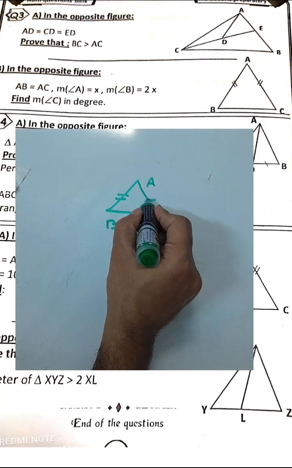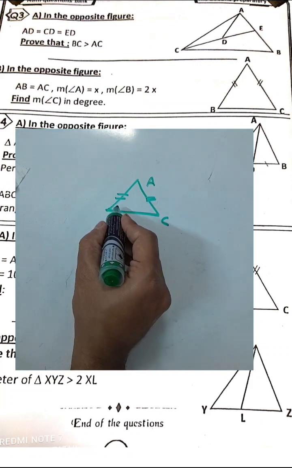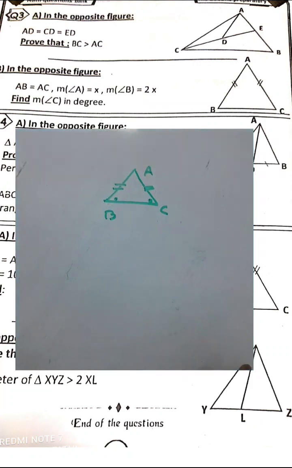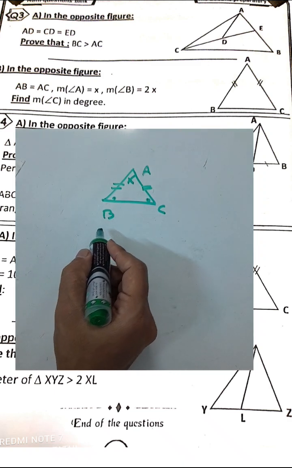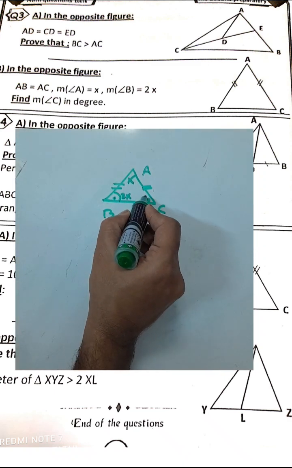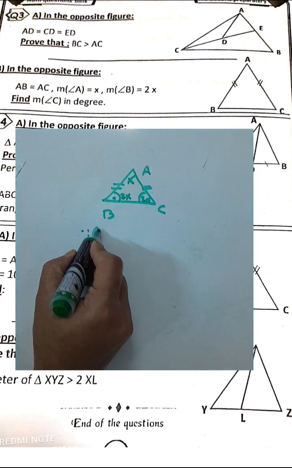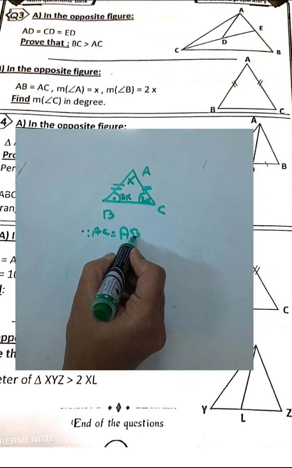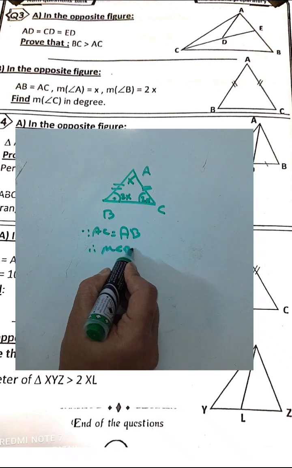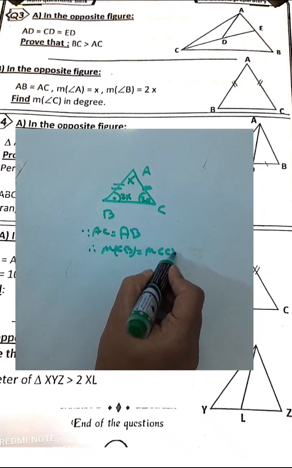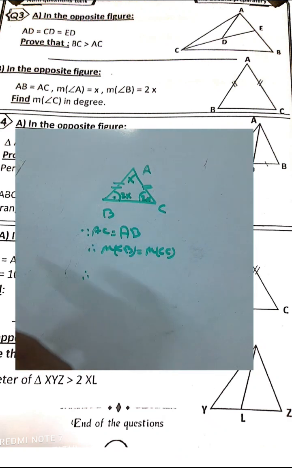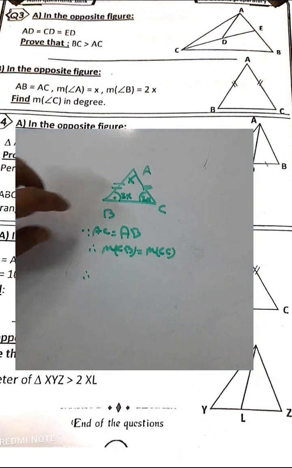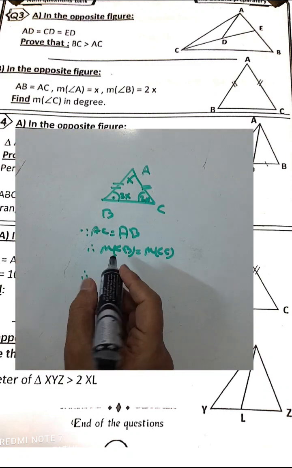Triangle ABC is isosceles, then angle B will be equal to angle C, and he gives us the measure of angle A equal to X and the measure of angle B twice X. Then this angle will be twice X, such that AC is equal to AB, then the measure of angle B equals the measure of angle C in two pieces. Then we know the sum of interior angles in a triangle equals 180, then 2x plus 2x plus x equals 180.